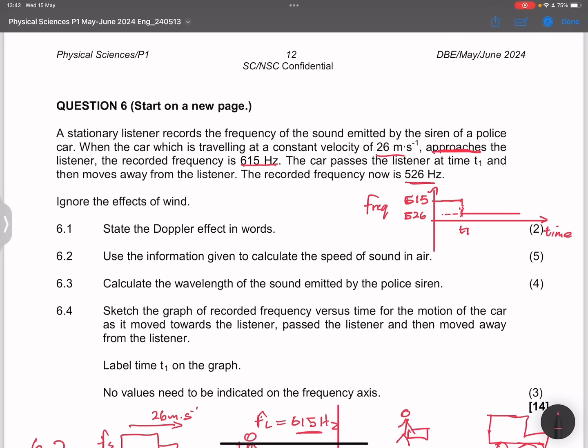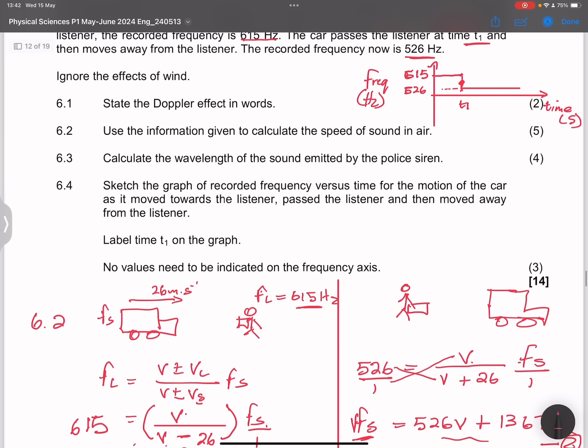I hope, ladies and gents, that makes sense. Remember, T1 was the time when we passed the listener, so our frequency changed there. Of course, it's going to change gradually, but I think that should suffice for now. So that would be in hertz, that would be in seconds. And ladies and gents, that is how question 6 ends. Right, let's go on to the next question.